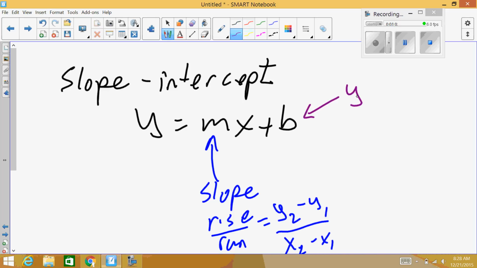This b is the y-intercept, which, remember, is where our graph crosses the y-axis. So it's going to be some point (0, b), whatever b is. So there's a point on our line. Okay, so there was slope-intercept form.